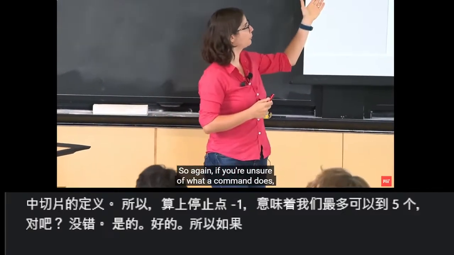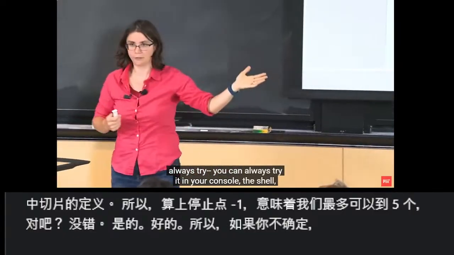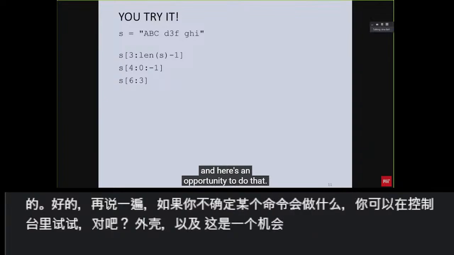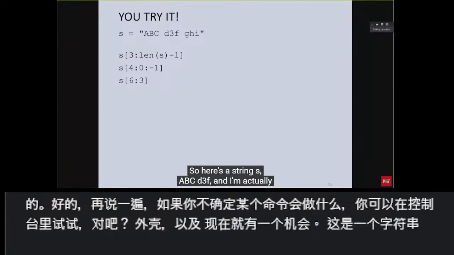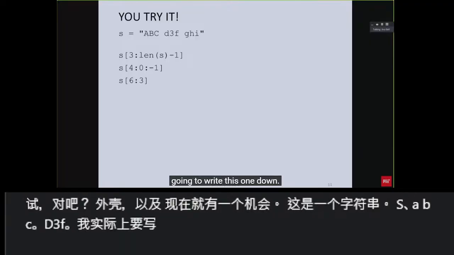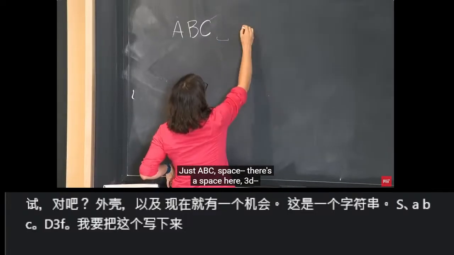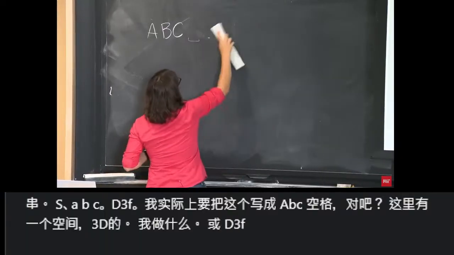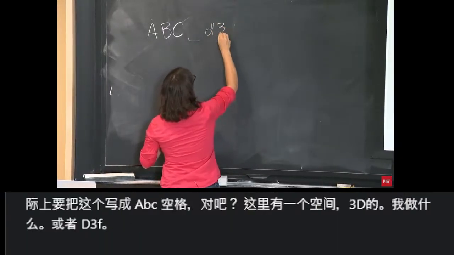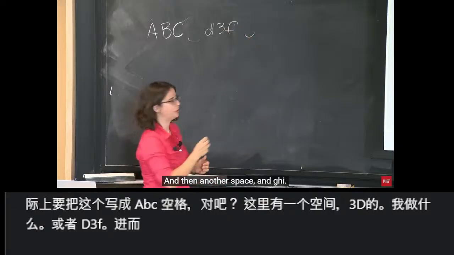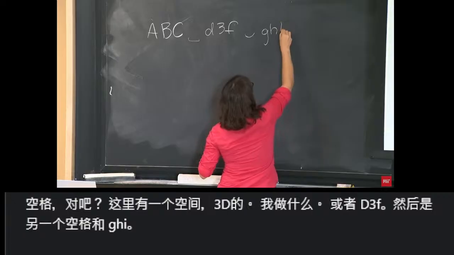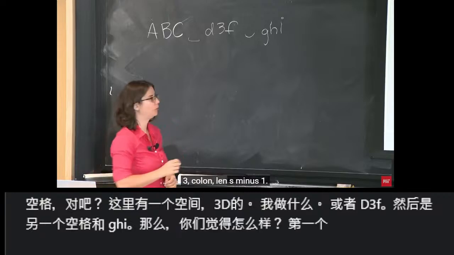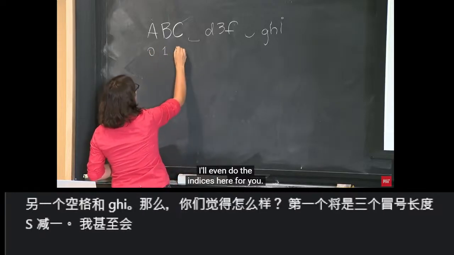Okay, so again, if you're unsure what a command does, you can always try it in your console, the shell, and here's an opportunity to do that. So here's a string S, A, B, C, space, D3F, and then another space, and GHI. So what do you guys think the first one will be? 3 colon len S minus 1. I'll even do the indices here for you.